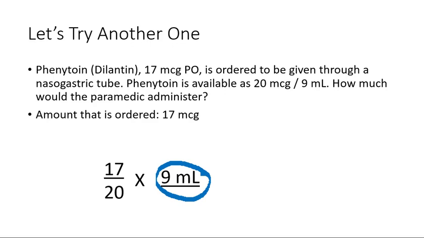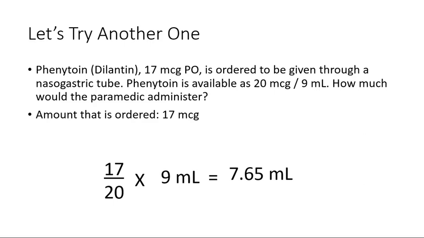Okay, Elizabeth, what did you have? I had 10.5, but I flipped the 20 and the 7. Okay. So the correct answer is going to be here, 7.65, and we could indeed round that up to 8. So we would drop 8 milliliters and we would deliver that through the NG tube. It goes through the nose down into the stomach for people that are having problems taking things orally.